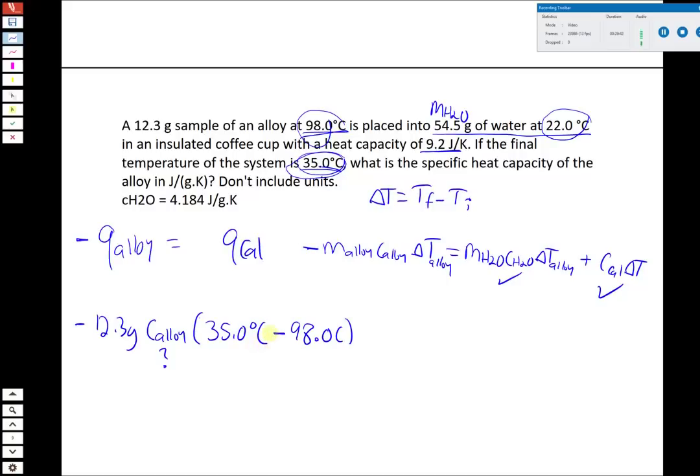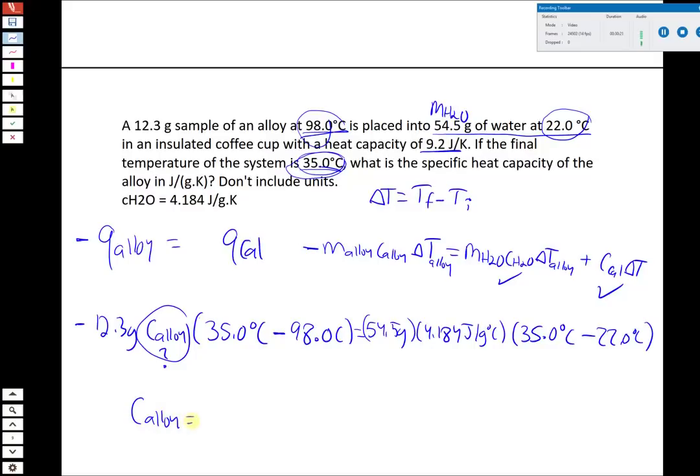So that's delta T for the alloy, and that's going to be equal to the mass of water, which is 54.5 grams, times the heat capacity of water, 4.184 joules per gram degrees Celsius, and then the temperature change for the water. Same final temperature of 35. Remember that both things will get to the same final temperature, but the initial temperature of the water is 22, so use the correct one for that. Now it just becomes a bunch of algebra to solve for the heat capacity of the alloy.